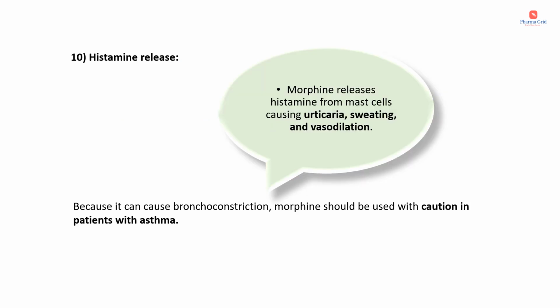Next pharmacological action is histamine release. Morphine, and in the same sense any opioid drug, releases histamine from mast cells causing urticaria, sweating and vasodilatation. Because these opioid drugs can cause bronchoconstriction, and morphine is the prototype of these opioid drugs, morphine should be used with caution in patients with asthma.